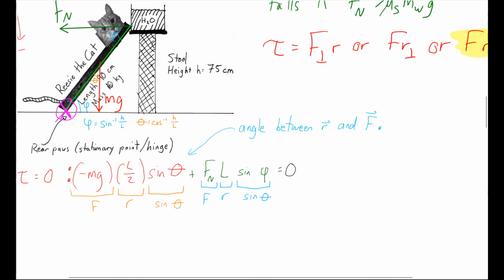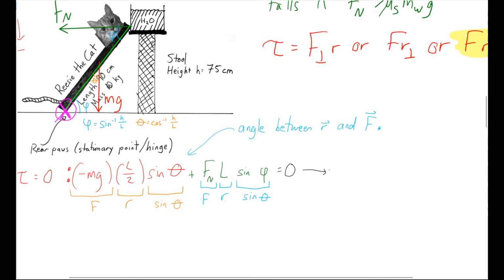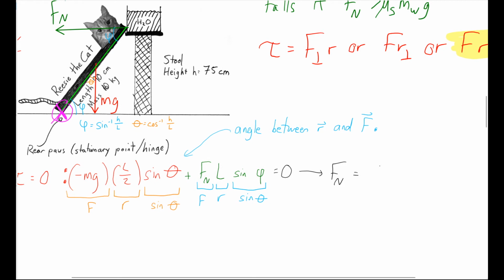So if all that's equal to 0, doing a little bit of quick algebra, this tells me that the normal force is, let's see, my L's are going to cancel. So that's going to be 1/2 mg sine theta over sine phi.